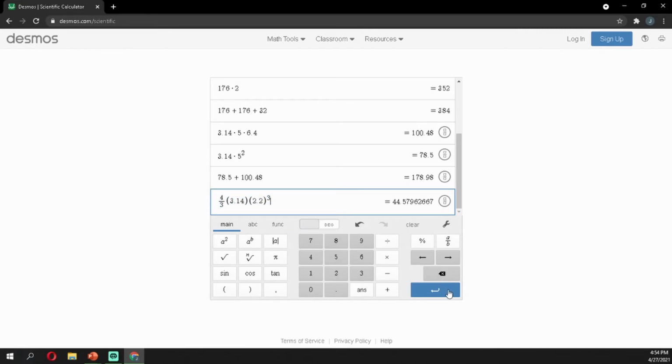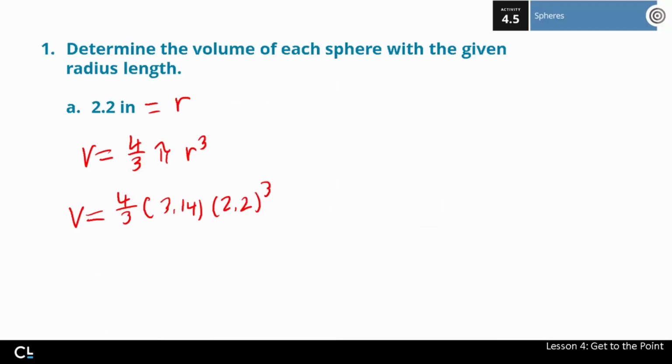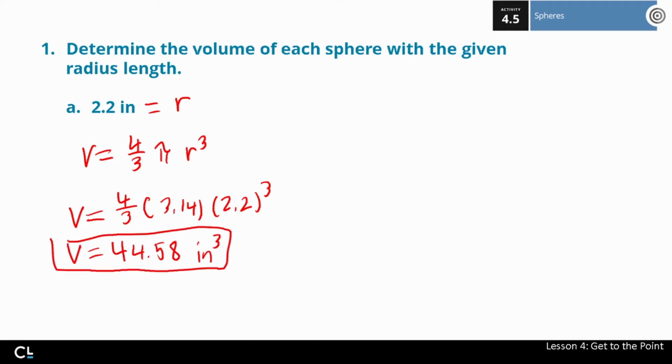Typed it in. You click enter and you have your answer, 44.579. We could round that to 44.58. So our volume is 44.58, and then inches, and we're talking about volume, so it's going to be cubed. There we go.